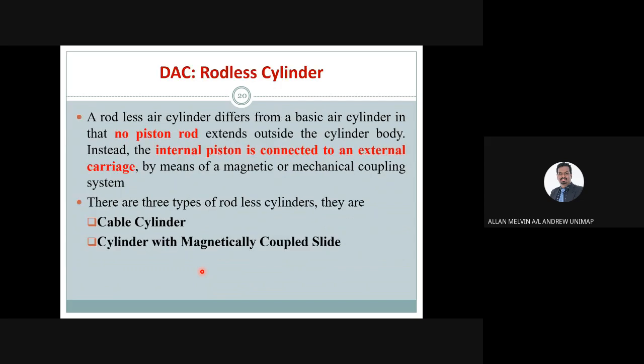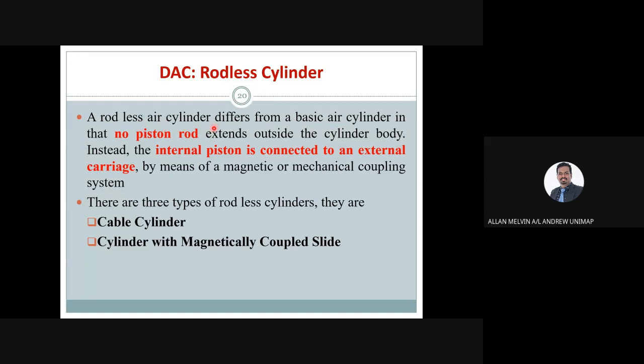Okay, then you have a rodless double acting cylinder. Rodless maksudnya tanpa rod. So you don't have a rod inside. Macam tadi double acting cylinder, kita memang tahu ada piston dengan rod. So rodless cylinder is something that doesn't have a rod. So it is using a different mechanism. Okay, so boleh kita akan tengok.